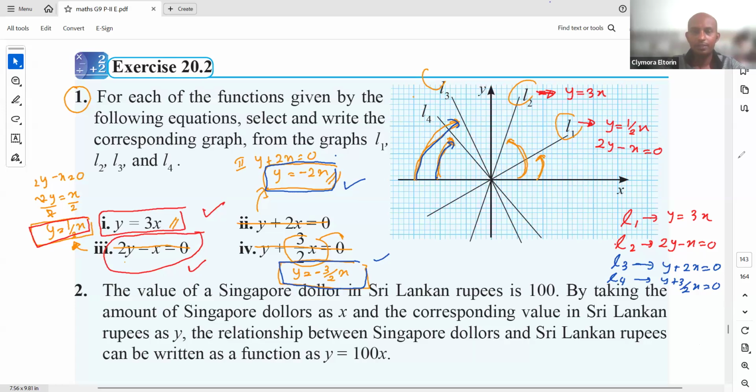This is the thing I wish to discuss regarding the y equals mx type of graph. I think it's enough for today. Are there any questions? If something is not clear, you can comment and ask, or send a message to me. I'll explain that more in the next video.